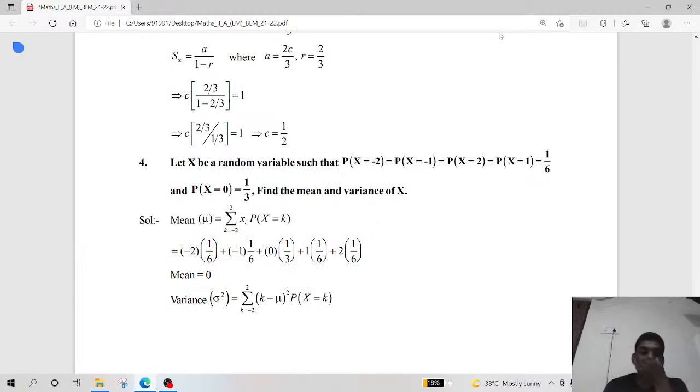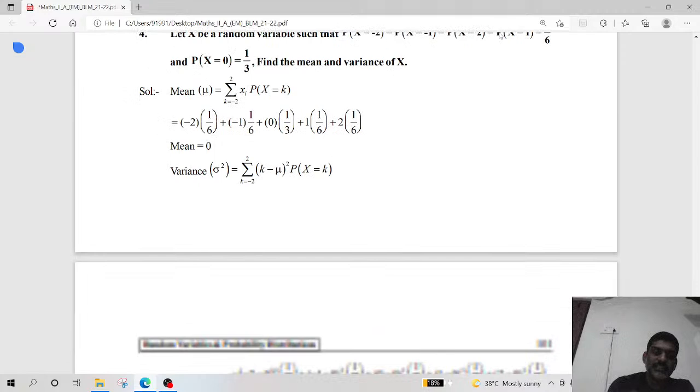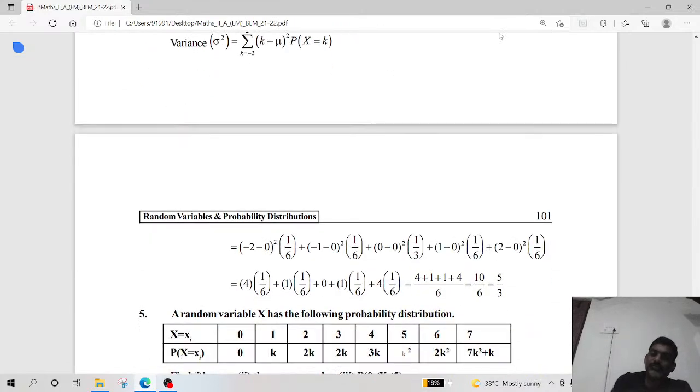Mean mu is equal to the summation, k from -2 to 2, of x_i times P(X = k). Then the mean will become 0. And the variance is equal to the summation, k equal to -2 to 2, of (k - mu) whole square into P(X = k). Generally we can write x_i square, that formula. Then we are getting 5/3 here.